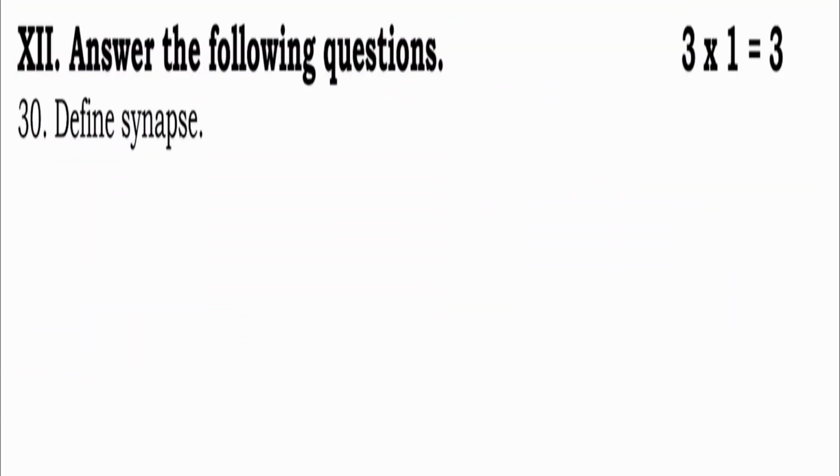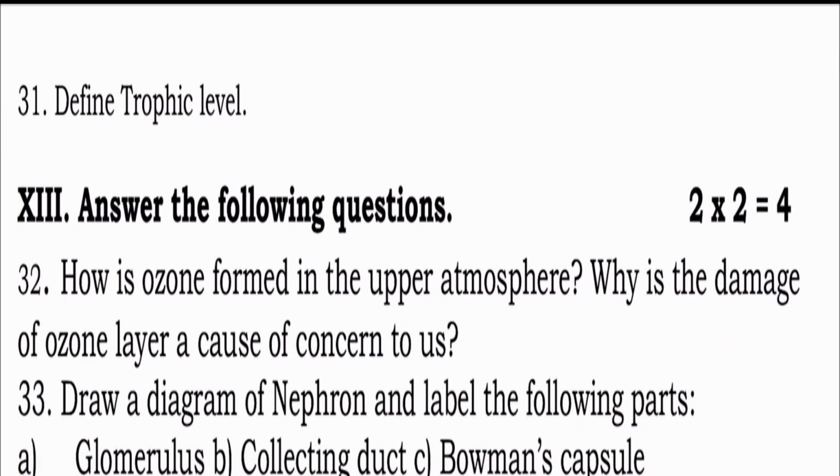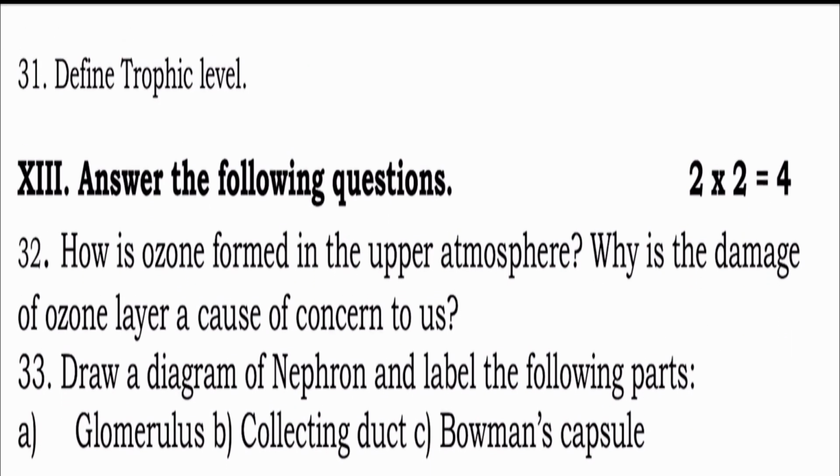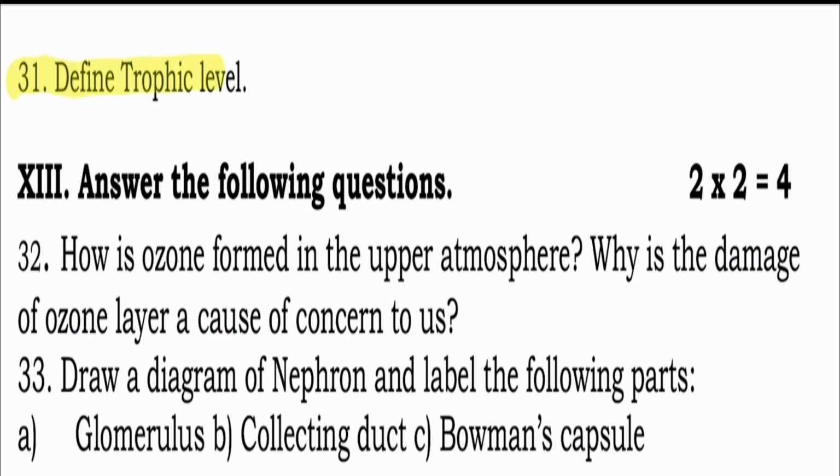Next question, define synapse. A synapse is a junction between two nerve cells where communication occurs, meaning it helps in transferring information within the nervous system. Okay, question number 31. Define trophic level. A trophic level refers to each step in a food chain or food web, representing the position of an organism in the sequence of energy transfer.